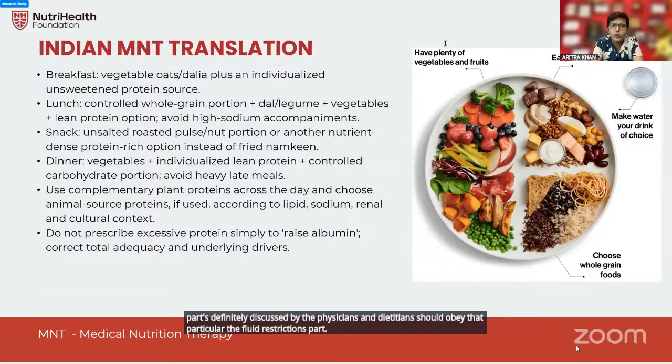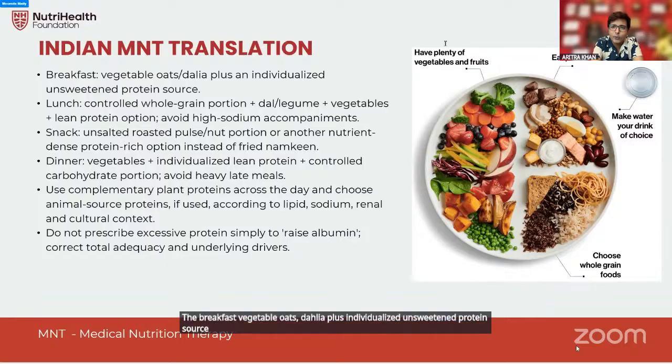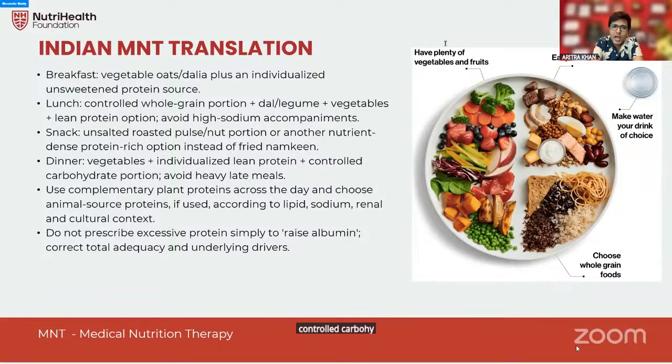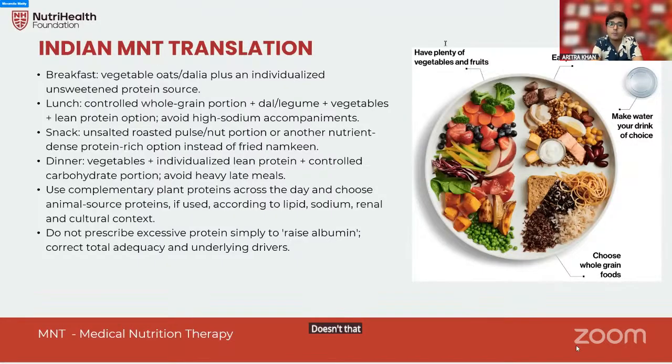The breakfast: vegetable oats, dalia, plus an individualized unsweetened protein source. Lunch: controlled whole grain, protein and vegetables, and snack would be unsalted roasted pulse or nut portions. Dinner could be vegetables, individualized lean protein, controlled carbohydrate portion, avoiding heavy late meals. So we have to follow the chrononutrition, the biological clock, and the circadian rhythm. So once we go for too late night eating, our digestive tract and all the enzymes don't work that much properly.